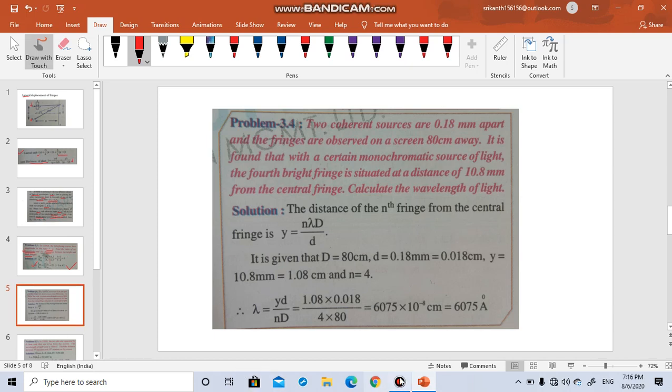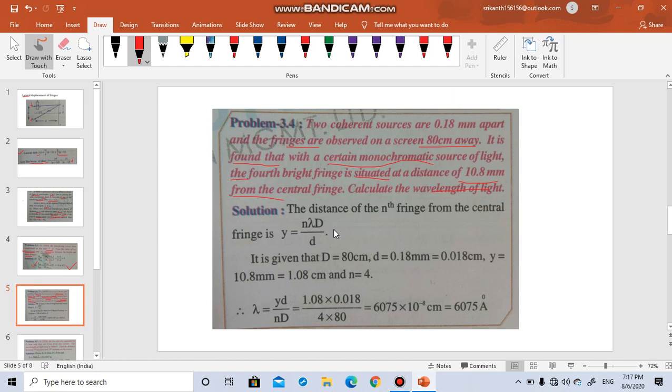Moving on to the next one. Two coherent sources are 0.18 mm apart and the fringes are observed on a screen 80 centimeters away. Capital D is given, small d is given. It is found that with a certain monochromatic light, monochromatic meaning a single source of light displaying a single type of color, the fourth bright fringe is situated at a distance of 10.8 mm from the central fringe. Calculate the wavelength of the light.